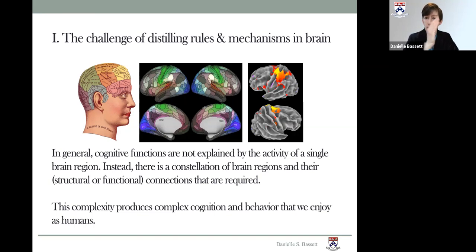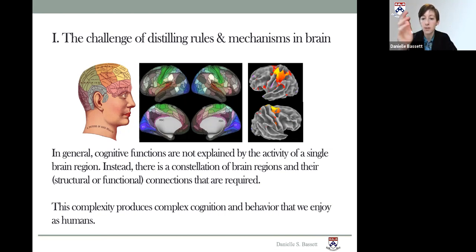So I think this development over historic time periods from phrenology through to structural mapping and functional mapping is great, but I think it's still missing getting us really to where we want to go, which is in distilling rules and mechanisms of brain function. And the reason why I think it's not gotten us to where we want to go completely is that in general, cognitive functions are not explained by the activity of a single brain region.